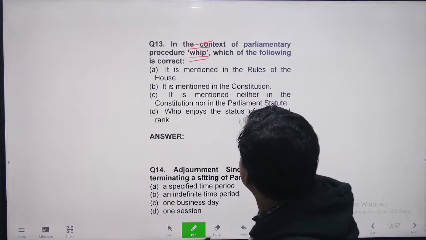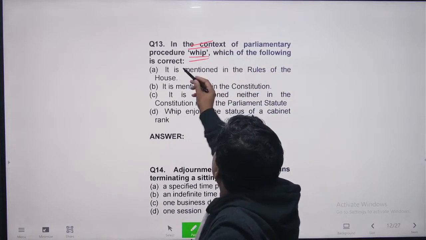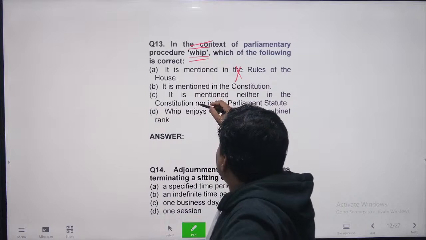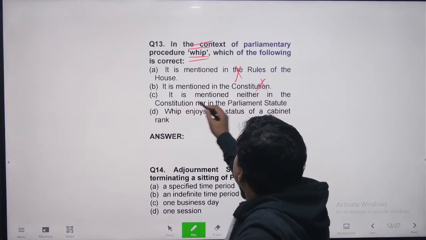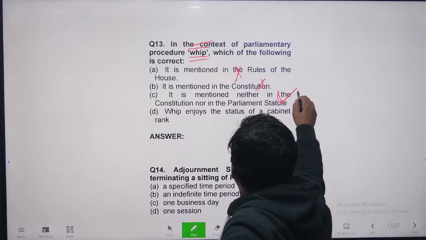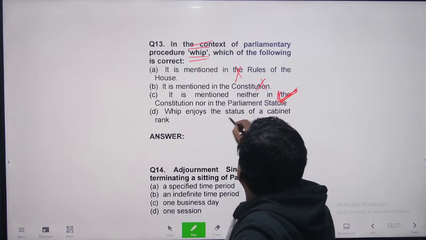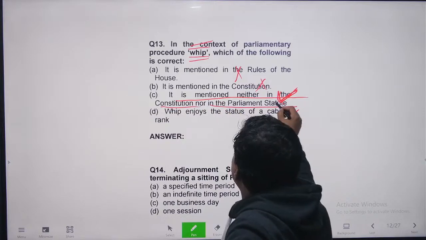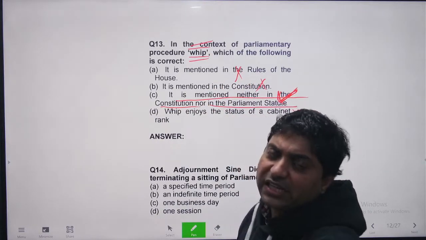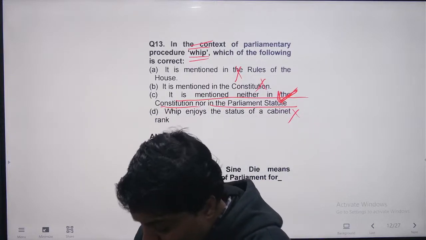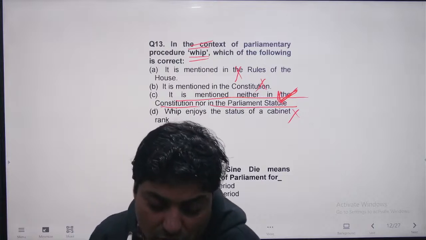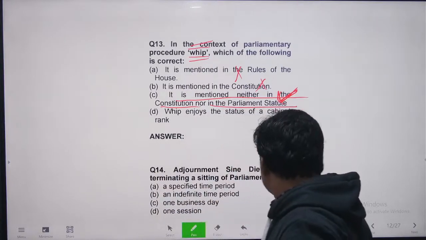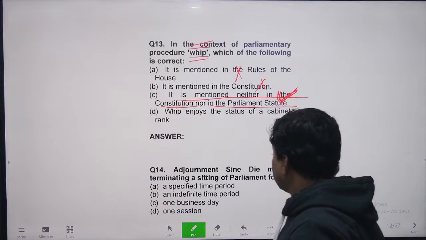Now read a quick question. In the context of parliamentary procedures, whip, which of the following is correct? It is mentioned in the rule of the house. Rule of the house? No, it is not mentioned. It is mentioned in the constitution. Not at all. It is neither mentioned. A whip enjoys the status of the cabinet. No. It is mentioned neither in the constitution nor in the parliamentary statute. So if you look at it, whip is very much India's invention, right? And it is neither mentioned in the constitution nor in the rule book, right?